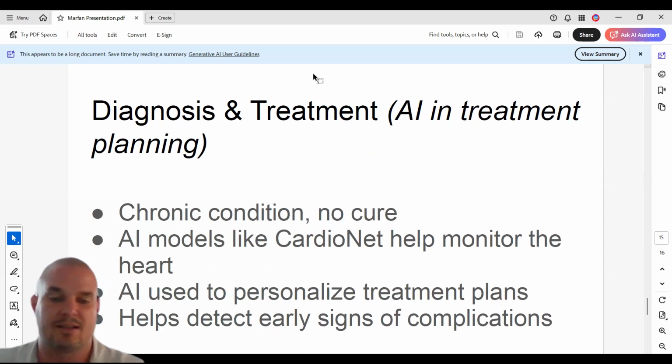Marfan syndrome is a chronic condition, which means there is no cure. However, people can live long, healthy lives if they follow a treatment plan. AI models like CardioNet are being used to help monitor the heart and blood vessels in real time. AI helps doctors catch problems early and create personalized treatment plans based on the patient's risk.